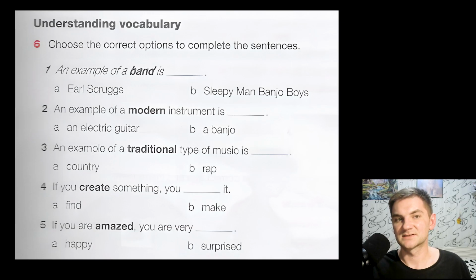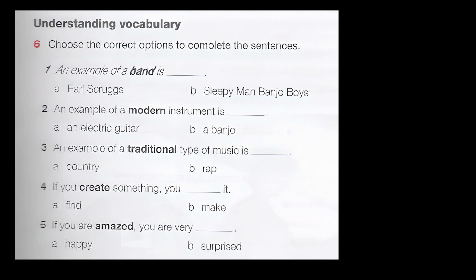Task number 6. Choose the correct option to complete the sentences. An example of a band is, an example of a modern instrument is, an example of a traditional type of music is, if you create something new, if you're amazed, you're very... Try to do it, then you can check yourself.